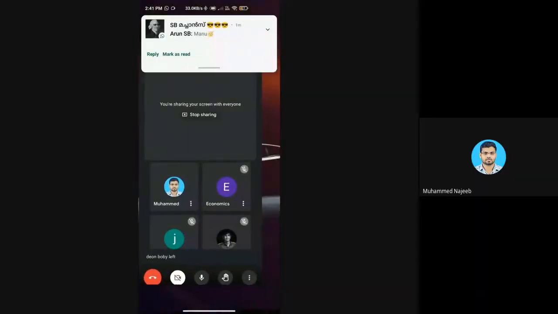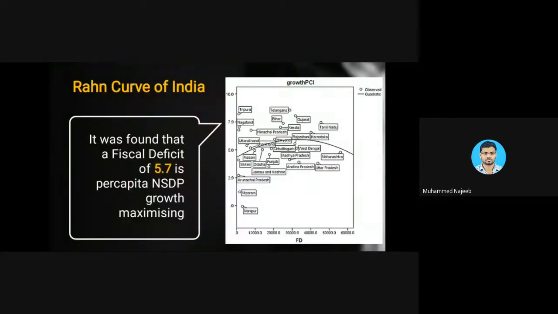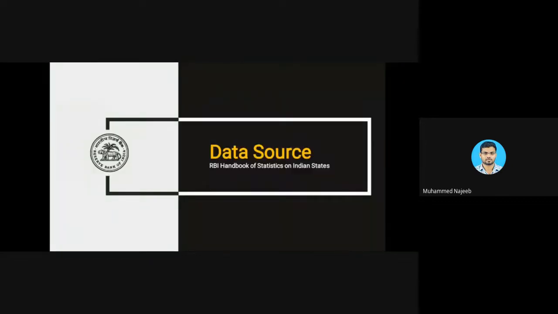Can you show your Rahn curve once more? Yes, sir. Just make it big. Here, what is your y-axis and what is your x-axis? Sir, y-axis is growth in NSDP and x-axis is fiscal deficit. Fiscal deficit. Okay.